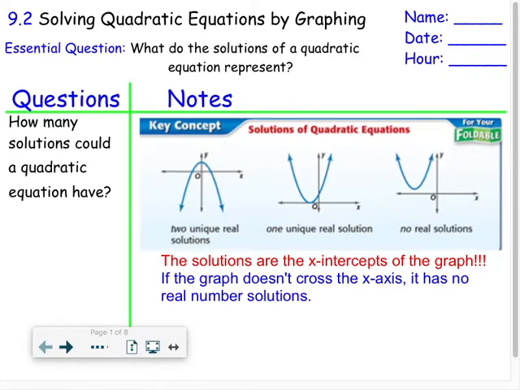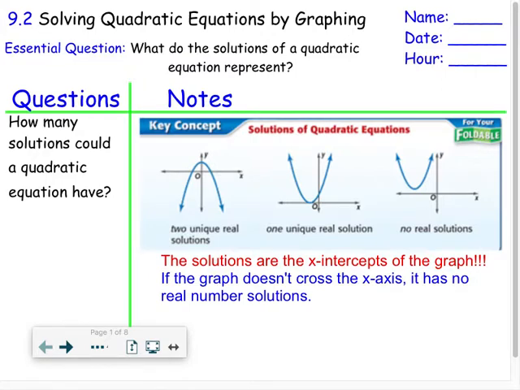The key concept says, solutions of quadratic equations, there are three different possibilities. The first possibility is that there are two unique real solutions. So two unique, that means two different real solutions. So the solutions are real numbers. The second possibility, there's only one unique real solution. That happens when the vertex is on the x-axis. And then the third possibility, there are no real solutions.